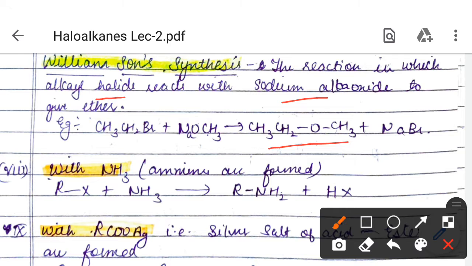And now if we treat haloalkanes with ammonia, we get amines, primary amines. If we treat with primary amine, then we get secondary amine, then tertiary amine, and so on. So alkyl halides with ammonia give amines.